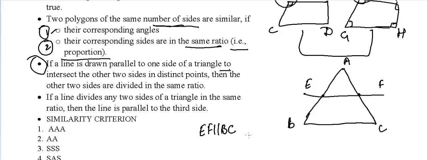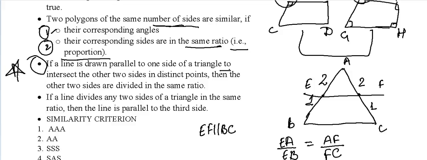If EF is parallel to BC, now you can say these points divide the two sides in the same ratio. The ratio will be the same. We can say that EA upon EB is equal to AF upon FC. Their ratios are equal. If one side is divided in a 2:1 ratio, then the other will also be divided in a 2:1 ratio. So this is an important property.